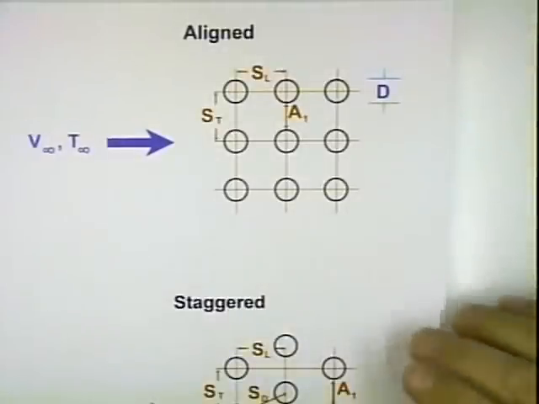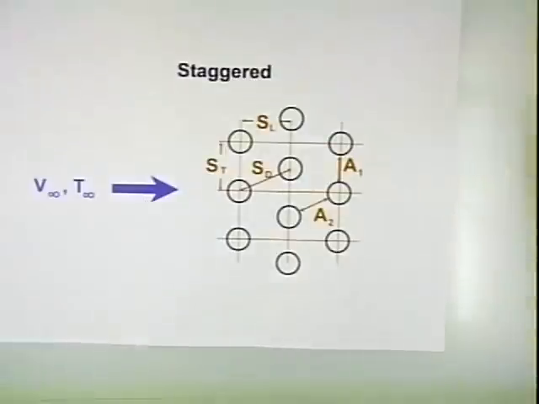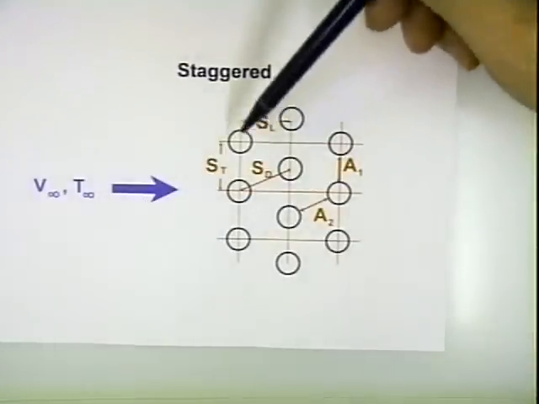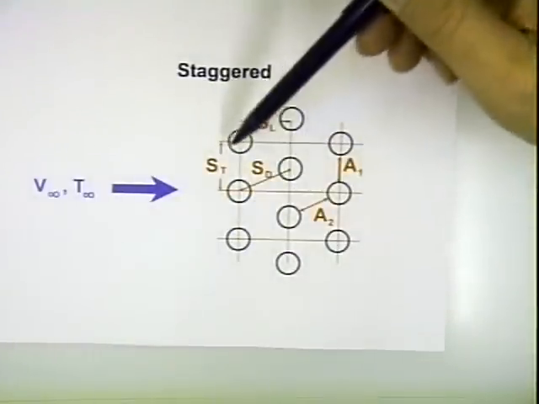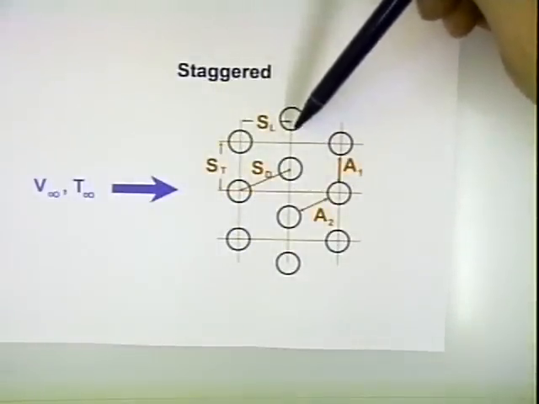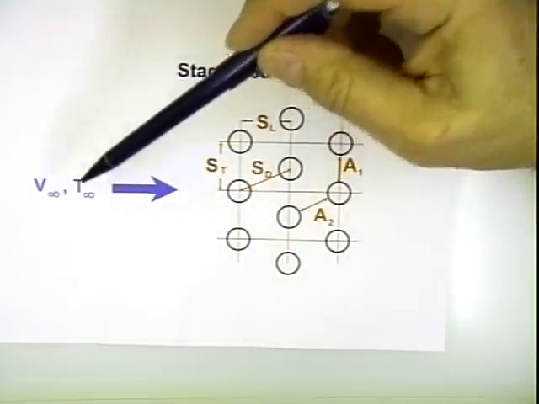Okay, if we chose a staggered configuration, it would look like this. So we have this row, in the vertical direction here, they're all aligned, but in the horizontal direction, you can see this row is offset. So again, we have V infinity far upstream, T infinity far upstream.